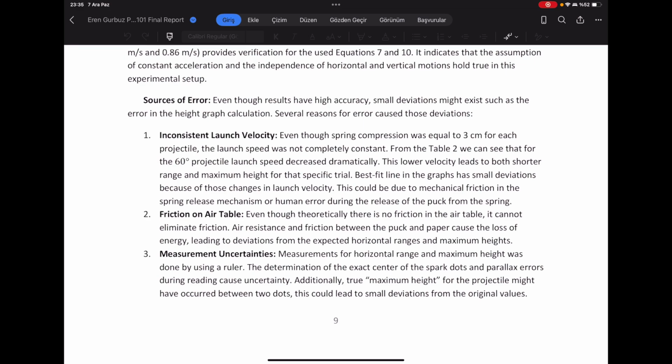The last reason for a possible source of error is measurement uncertainties. This might be caused by the ruler, or the true maximum height for the projectile might have occurred between the two dots on the white paper. This could lead to small deviations from the original values.